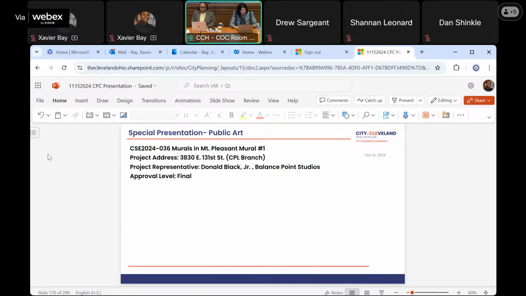So the first one is at 3830 East 131st Street. This is at the Clayton Public Library branch. It's a mural seeking final approval. And I think they'll pull up the slide.